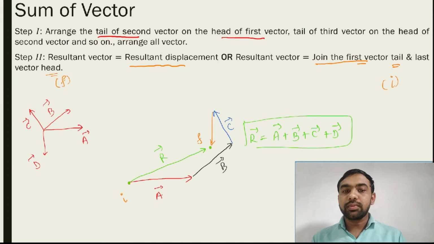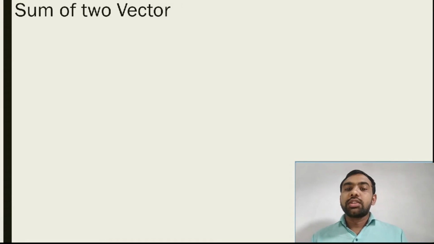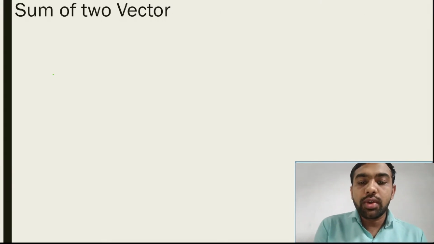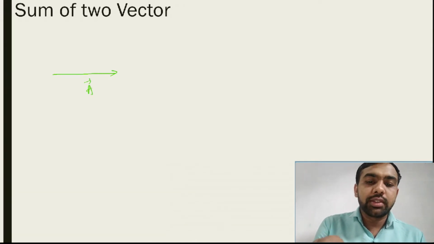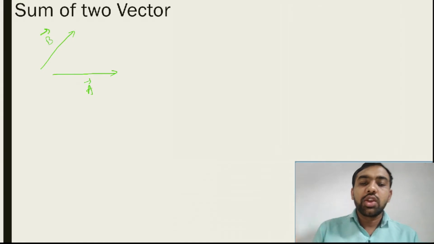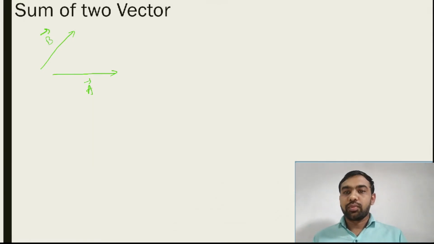Let's see the second one, the sum of two vectors. That is a very important theory, and we use it to solve a number of problems based on vectors. Suppose you have two vectors. Consider vector A, and the second vector is somewhere here, suppose vector B. You want to find the sum of these two vectors.